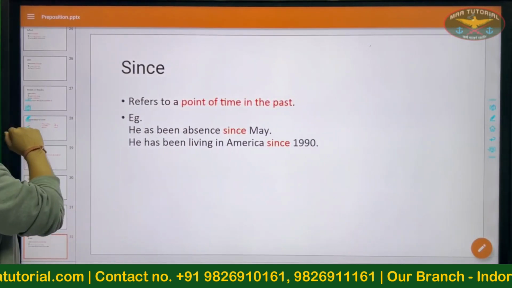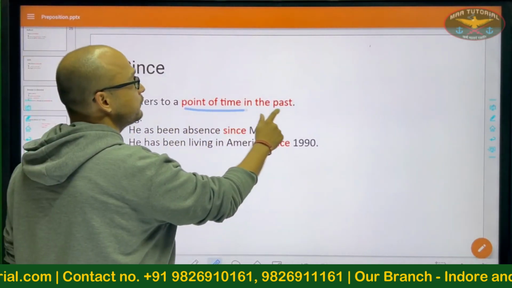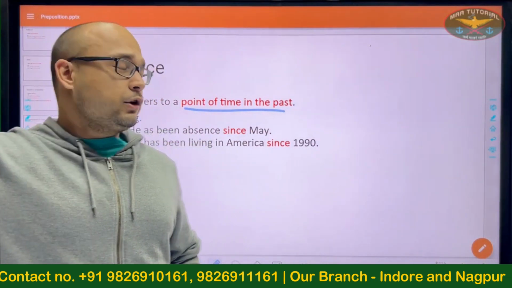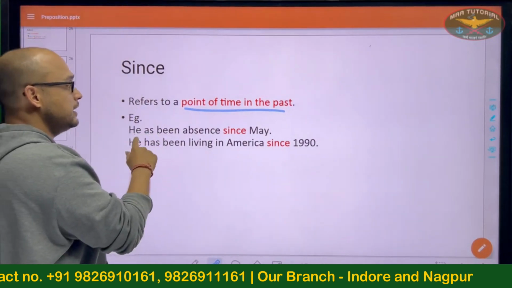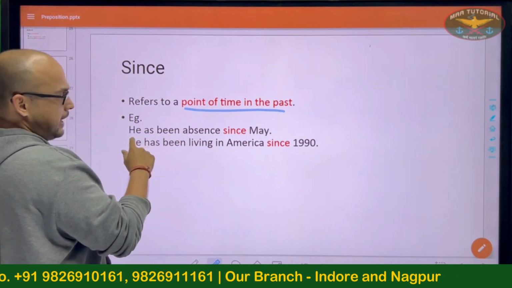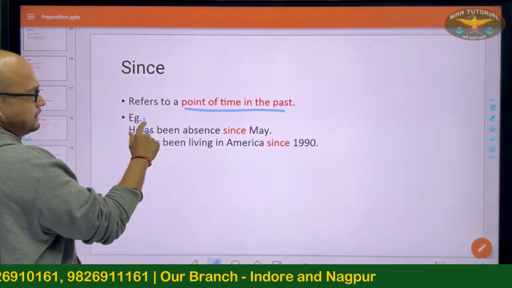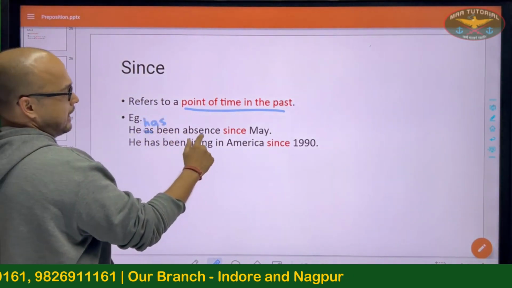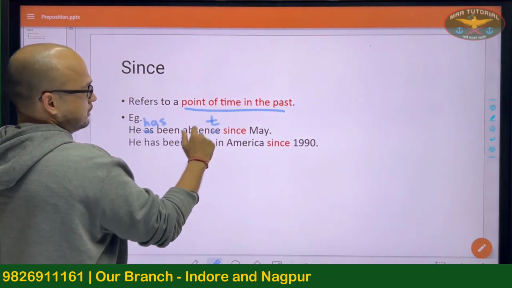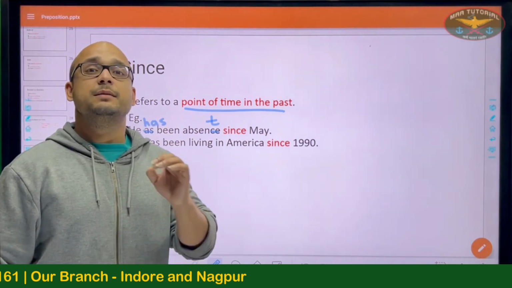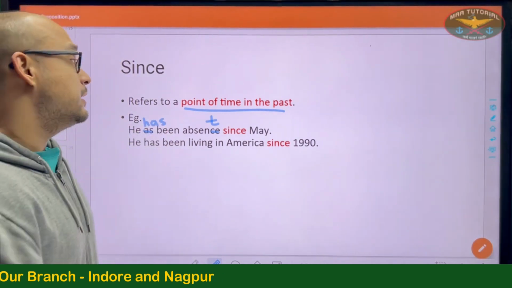Then we have since. Now, this refers to a point of time in the past. A point of time in the past. He has been absent since Monday. So this should be, he has been absent since May. He has been absent since May.